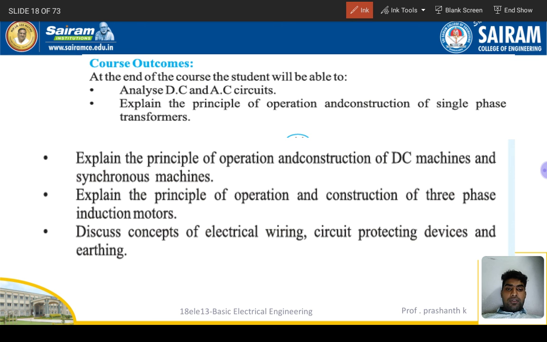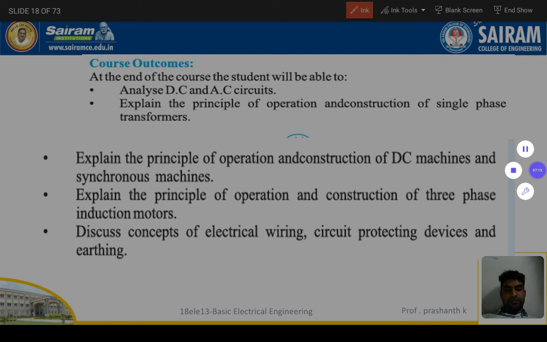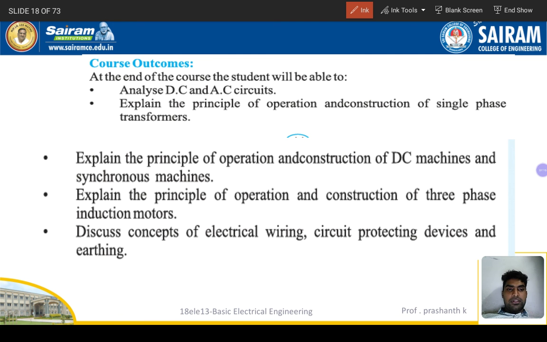Explain the principle of operation and construction of DC machines and synchronous machines. Just the construction and working principle, okay, not in depth. Explain the principle and construction of a three phase induction motor. Discuss the concept of electrical wiring, circuit protection devices, and earthing. So it's an interconnection between objectives and outcomes, right? So this is the concept.